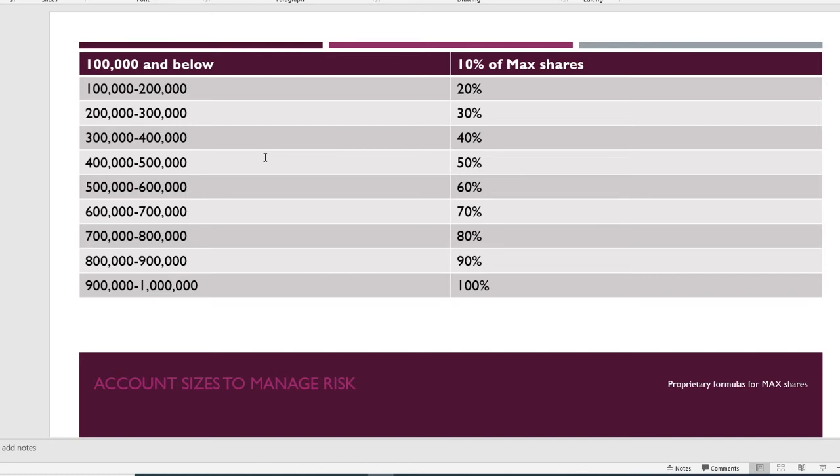So it's all based on that max share amount. As you go up through, I'm sure a lot of you won't be in the $900 to $1 million range, but we like to start small because you need to understand this is a totally different system than what you're used to. I don't know of anybody else that's using this approach.